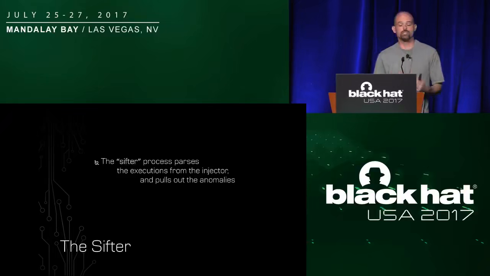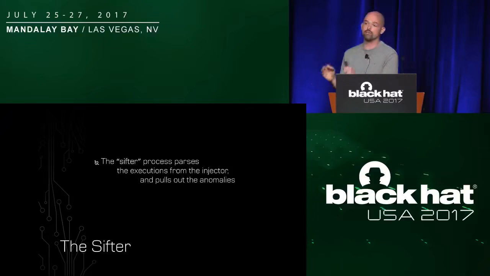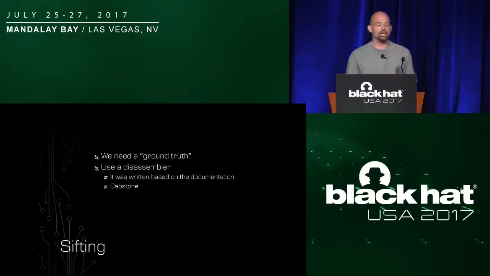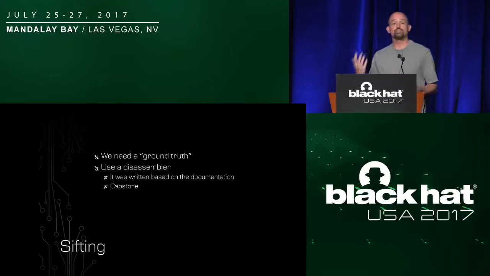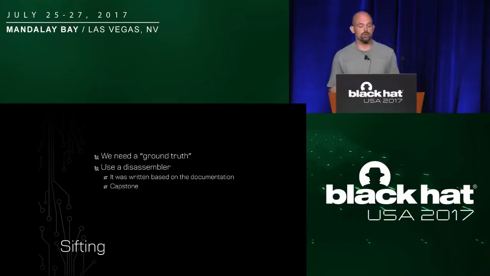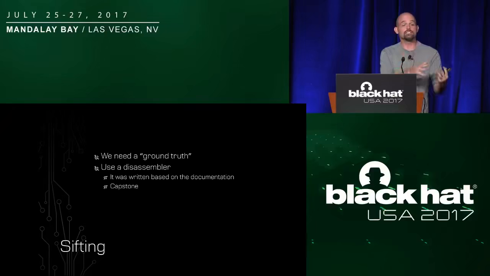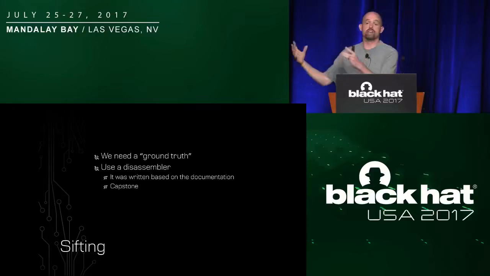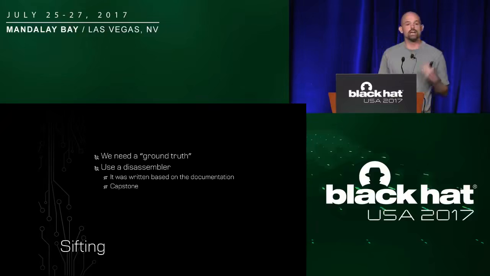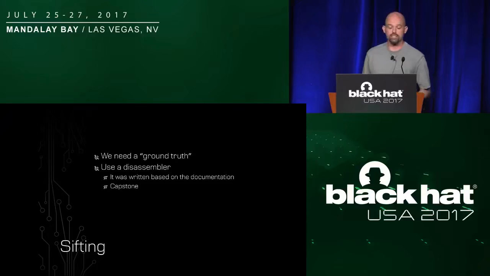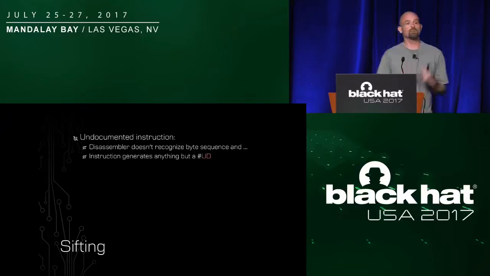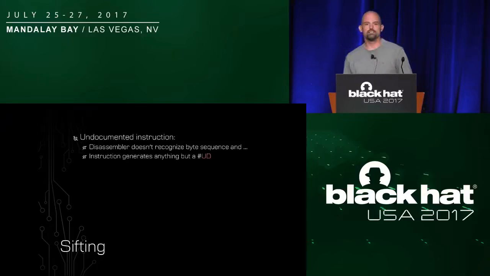Now, what do I mean when I say an execution anomaly? Basically, what I want to find is anywhere where what the processor actually does deviates from what the processor manuals say the processor should do. Now, the easiest way to accomplish that is to find some sort of ground truth that represents the processor manuals. So what I did for this is I just used a disassembler as my ground truth, capstone in this situation. The idea here being that the disassembler is written based off of the processor documentation. So if I find some difference between the actual execution and capstone, that indicates a difference between actual execution and documentation.